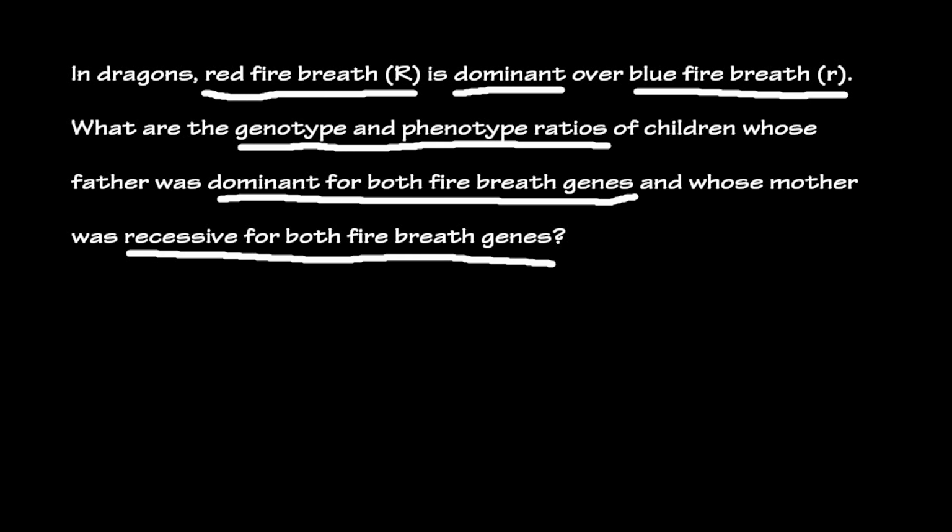Now that I have read the problem, I went ahead and underlined the important pieces of information. First, red fire breath is dominant to blue fire breath. So red fire breath is a big R and blue fire breath is a little r. Second, the father of the problem is dominant for both fire genes, so his genotype will be big R, big R. The mother is recessive, so her genotype is little r, little r. Finally, the problem is asking us to find the ratios of both genotype and phenotype for their children.